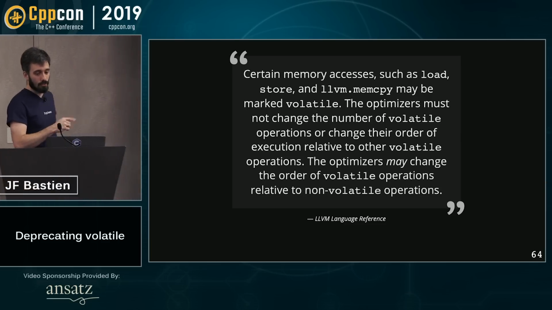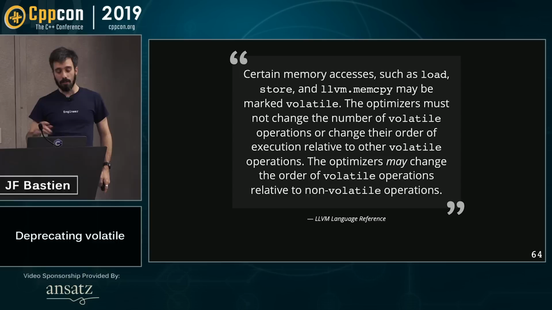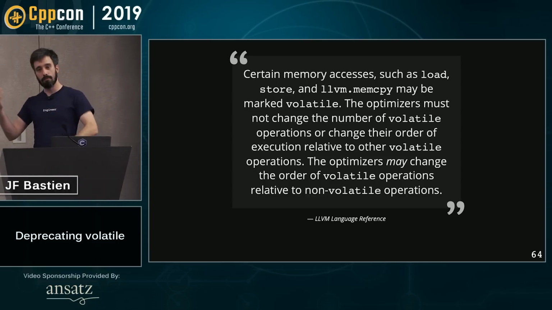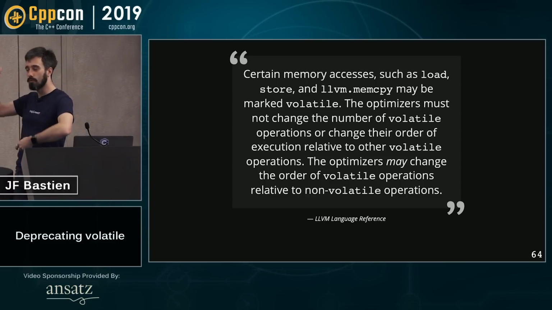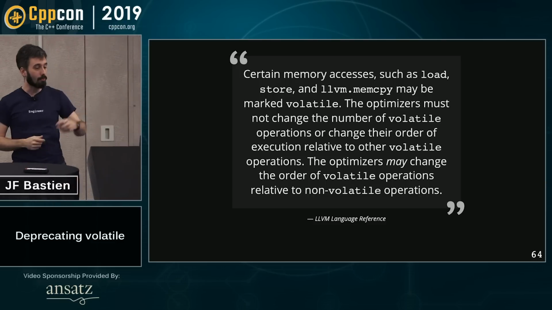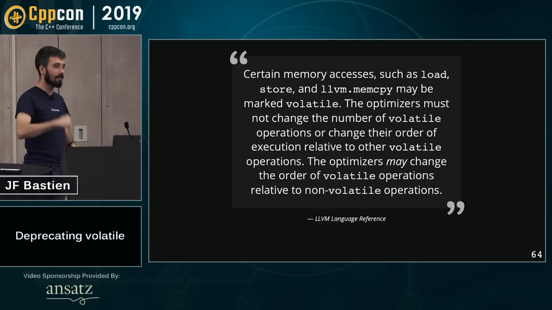The optimizer may change the order of volatile operations related to non-volatile operations. So I talked about this a bit earlier. If you have volatile and non-volatile stuff, they may kind of move around each other. In which ways, the manual does not say. But it's well documented in the source code.